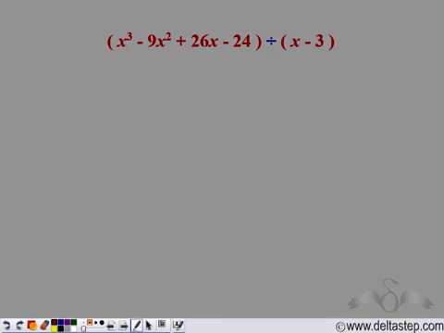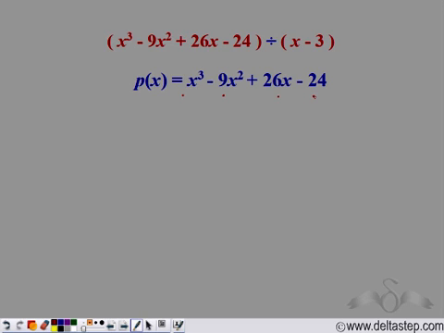This polynomial is divided by x minus 3, and we need to find the remainder when this is divided by x minus 3. So we denote this by p(x). p(x) is equal to x cube minus 9x square plus 26x minus 24. What is the remainder if p(x) is divided by x minus 3?